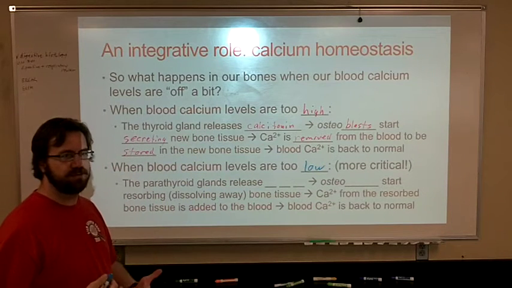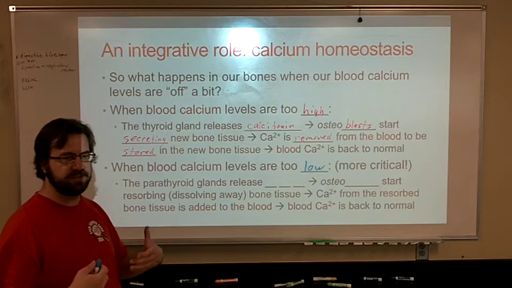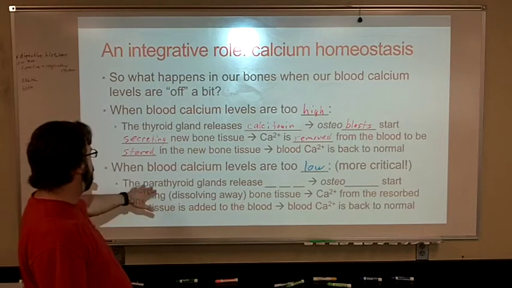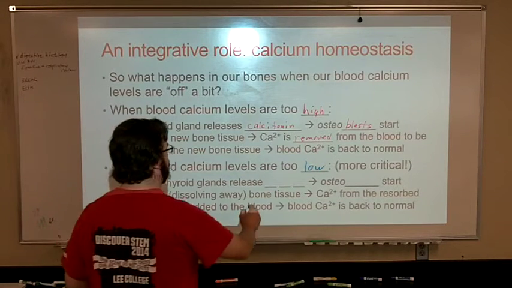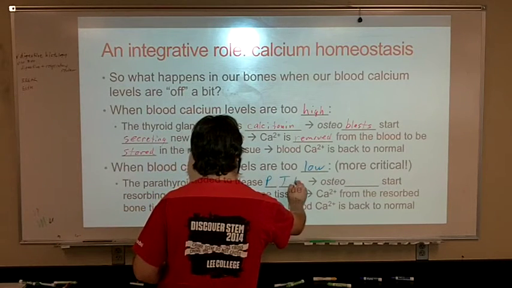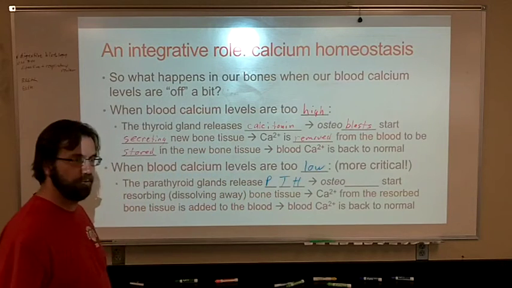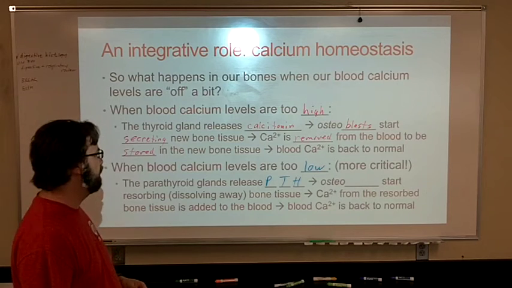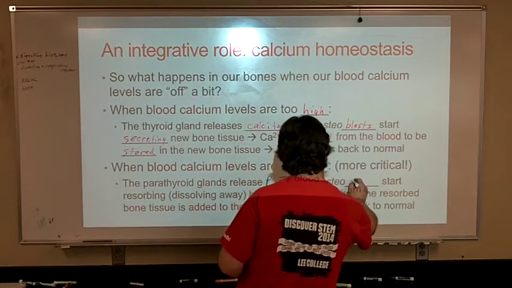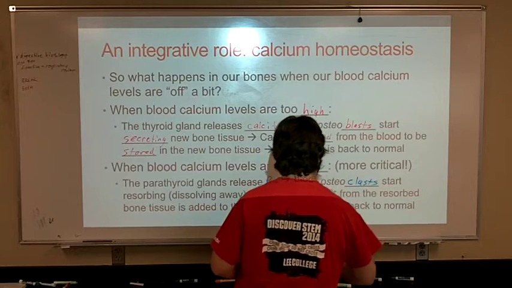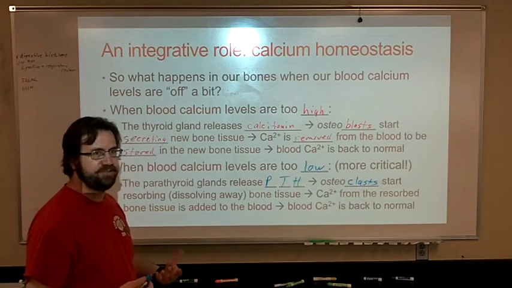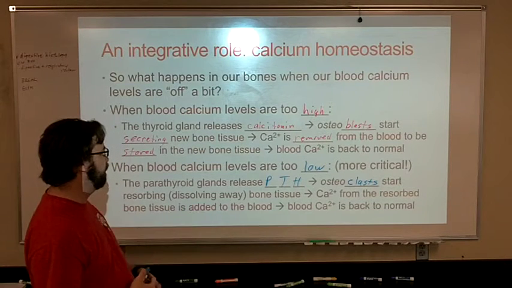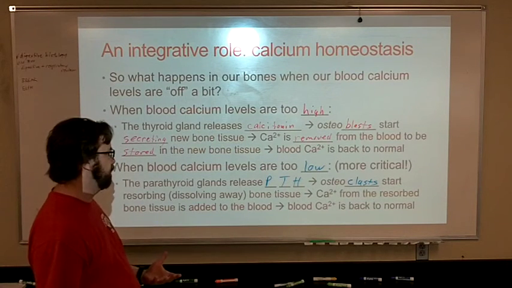We can't contract the muscles of our body, we can't send nerve signals, we can't clot our blood if we don't have enough calcium. So the parathyroid glands release a hormone called PTH, which stands for parathyroid hormone, very creative name there. And the parathyroid hormone tells osteoclasts to step up their game. And remember, osteoclasts are the take-apart cells. Osteoclasts start resorbing or dissolving away bone tissue.